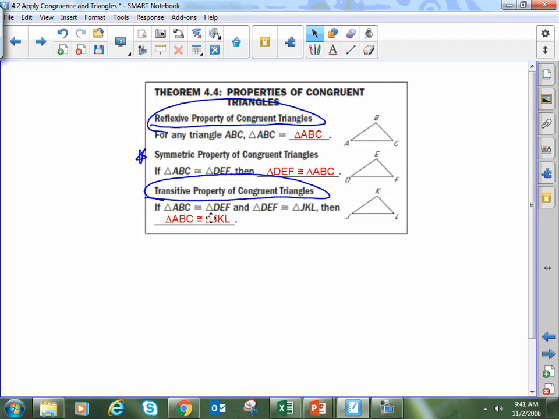So the transitive property, again, is kind of like the law of syllogism that we had in our logic unit, where we say if triangle this is congruent to triangle that, and triangle that is congruent to triangle what's-it, then triangle this has to be congruent to triangle what's-it. So if ABC is congruent to DEF, and DEF is congruent to JKL, then that means ABC also has to be congruent to JKL.